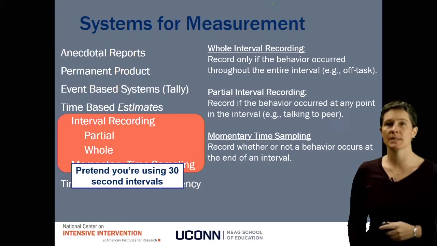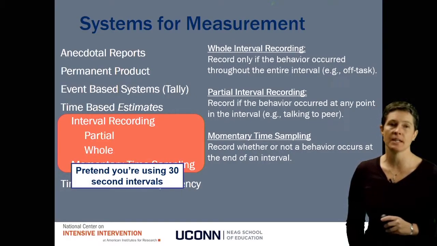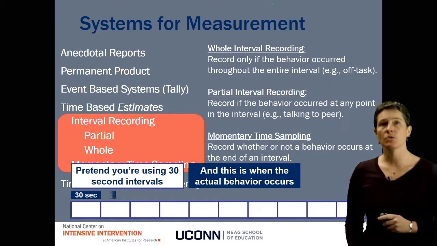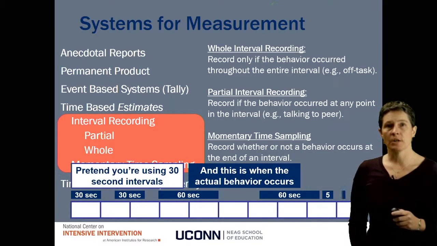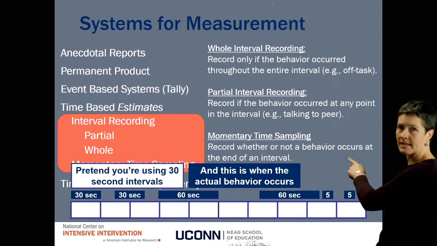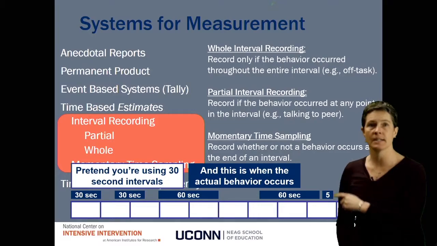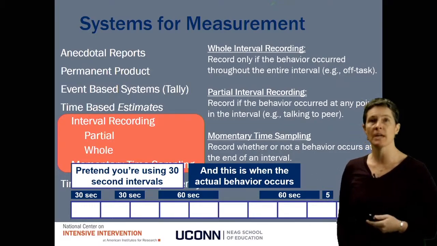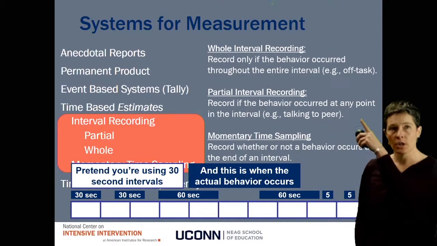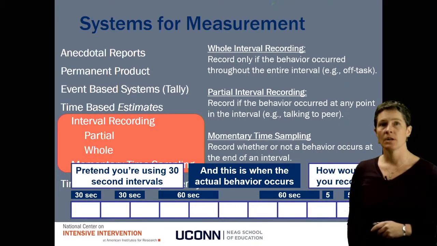So let's take a look at some examples. Let's pretend we're going to use 30-second intervals, and I'm just going to illustrate for you what this looks like. If we're going to use 30-second intervals, and the behavior occurs during these blue times. So it happened for 30 seconds, there was a little break, it happened for another 30 seconds, and then 60 seconds, and so on. That's when the behavior actually occurs. Let's look at how we would record this behavior using these different strategies.